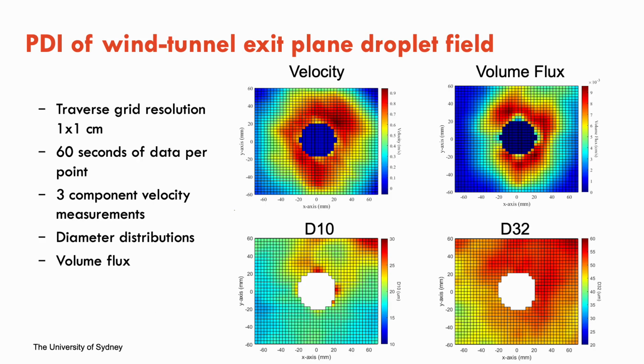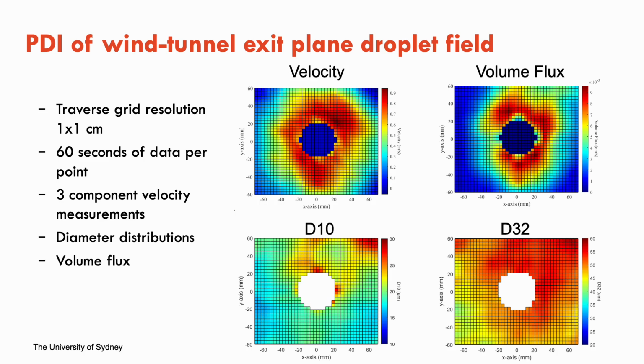With our PDI measurements, we do a measurement of the entire exit plane at a given flow rate of water. Our exit plane is discretized into grids of 1 centimeter by 1 centimeter, and we perform a measurement at each of these grids. At each of these points, we take approximately 60 seconds of data for 3 components of velocity, diameter distributions, and volume flux.